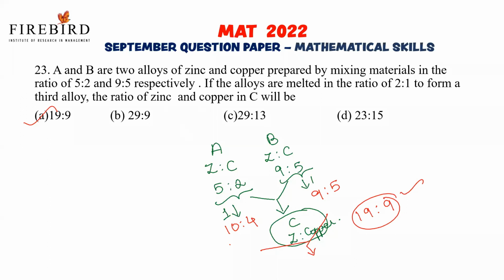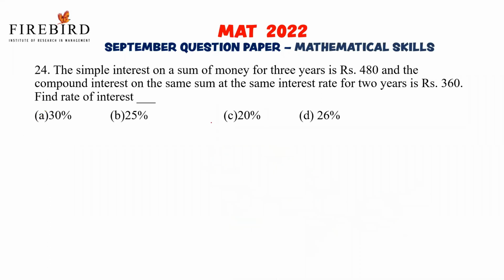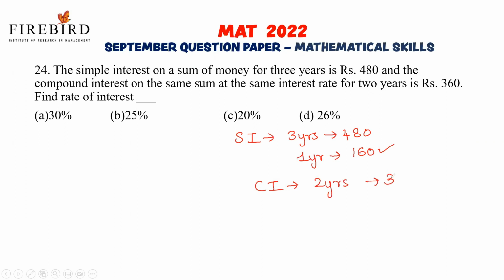The start of the sentence itself says that it is a question based on simple interest. The simple interest on a sum of money for 3 years is 480. For 3 years, if it is 480, immediately I'll calculate for 1 year. For 1 year it will be 160 rupees. And the compound interest of the same sum at the same interest for 2 years is 360.